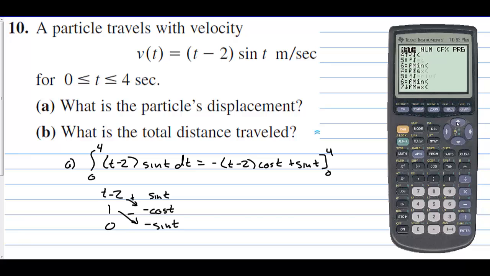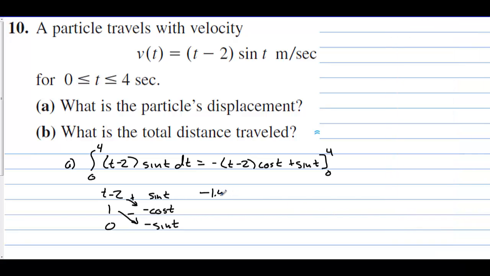Let's go to math, and we want the integral. And if we're taking the integral, we don't want to plug this in and integrate again. We really want to plug that in if we're going to use FNINT. The function is t minus 2 times the sine of t. We're doing this on x, and we are going from 0 to 4. And we will enter, and the answer is negative 1.450.